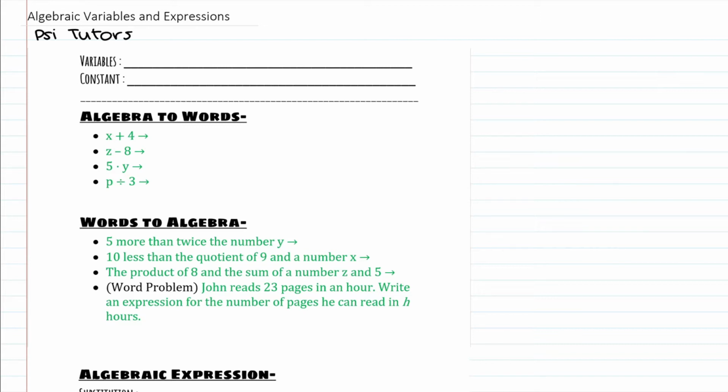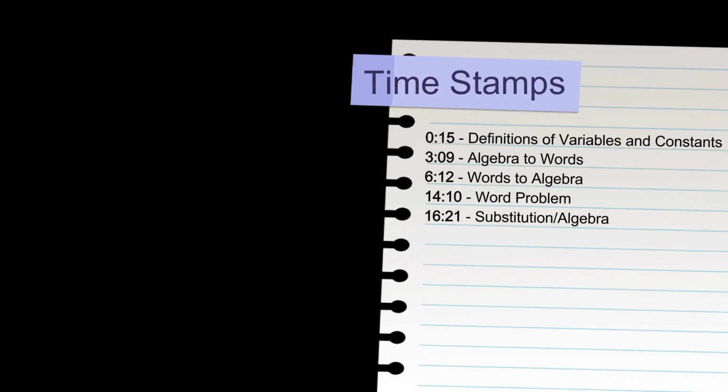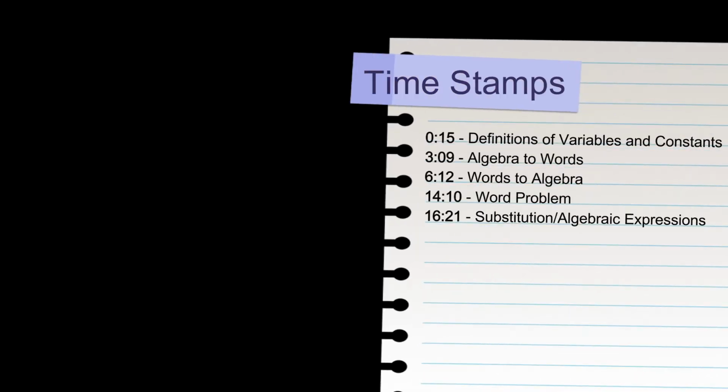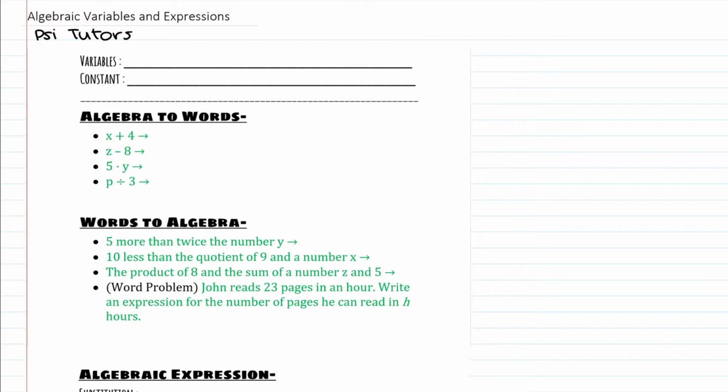Okay, so let's just dive into it. Right off the bat, you'll see that there are two really important vocab terms, variables and constant. Okay, now I can't even explain to you how important these two vocab terms are. You just really need to know them. Okay, so let's define them.